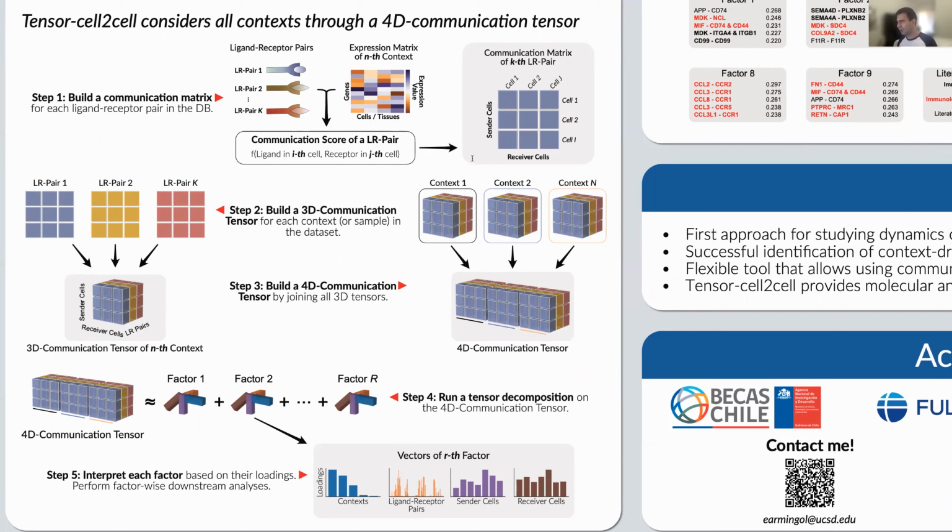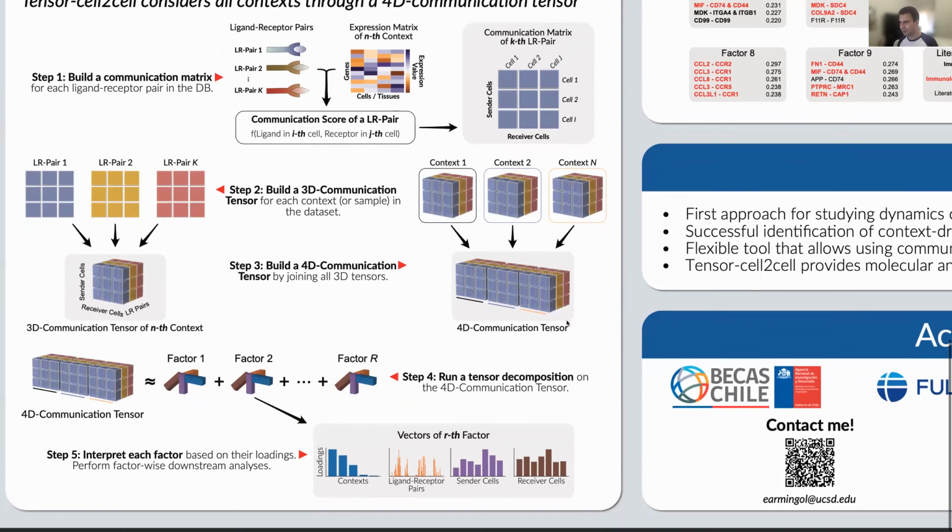And then we can repeat that for each of the different contexts we are interested in to build a four-dimensional tensor. So Tensor cell2cell runs a tensor decomposition on this four-dimensional tensor. To get multiple factors, we have to specify a number of factors.